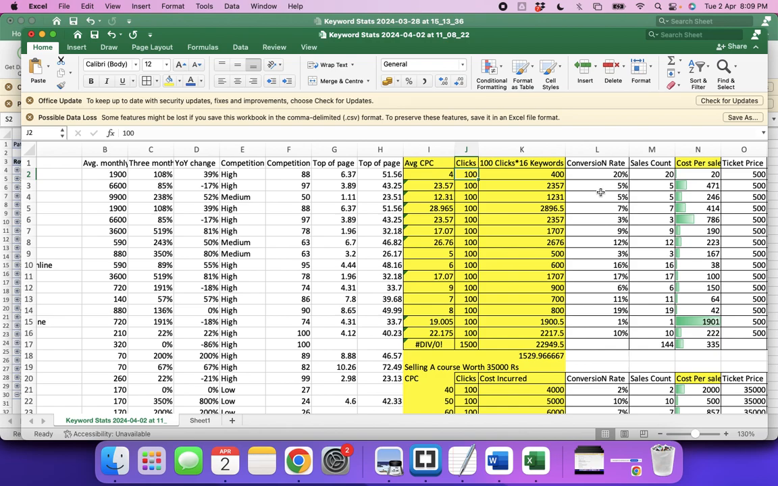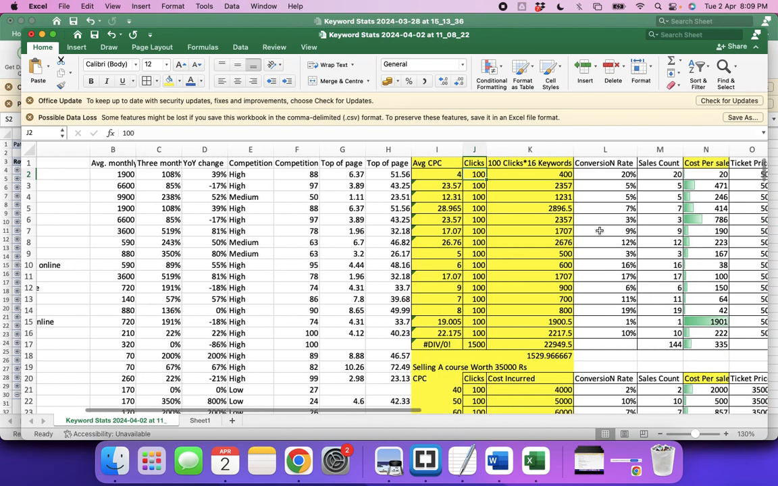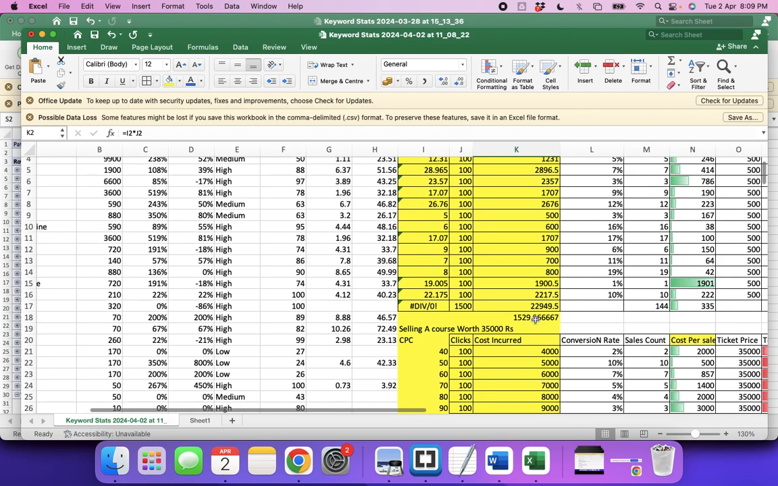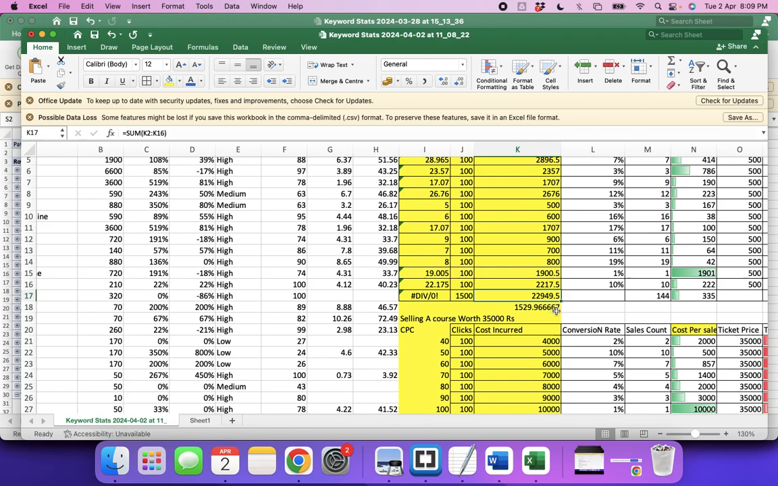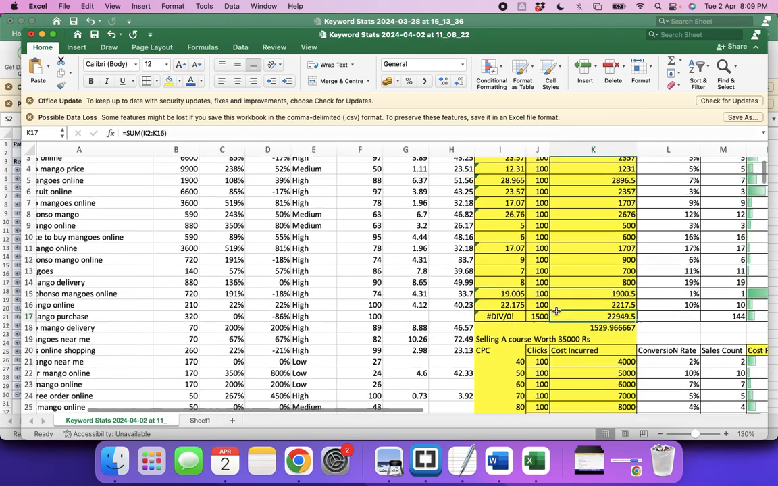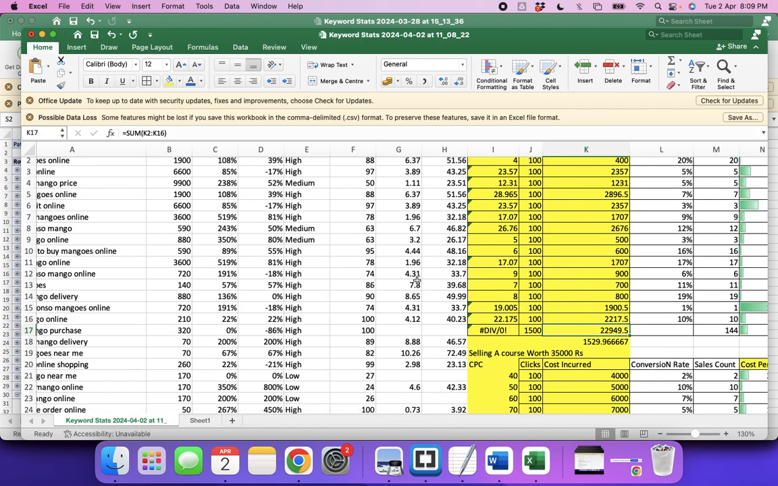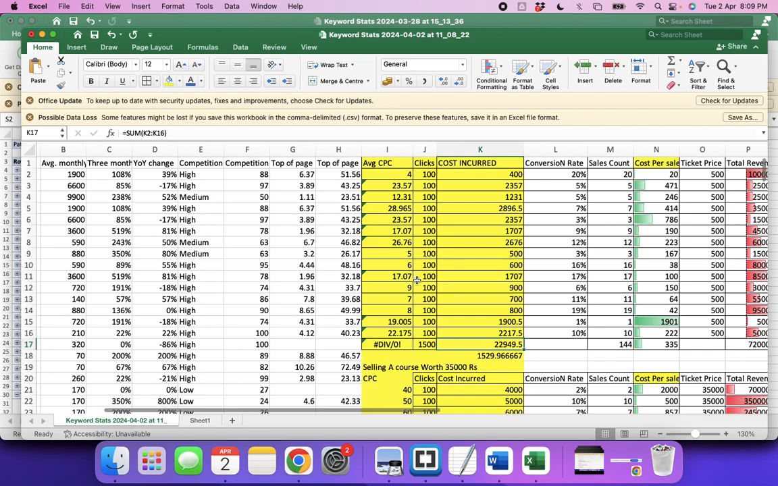Are you all getting it, guys? Yes, sir. Anybody has questions here? So if clients ask you to tell me how much revenue I will make with the spend of, what is the spend here? 100 clicks. This is actually cost incurred. Cost incurred is 400 rupees. See, total cost incurred is 22,949.5 rupees in all from all of these keywords if you have to get 100 visits from each keyword. Right, guys?